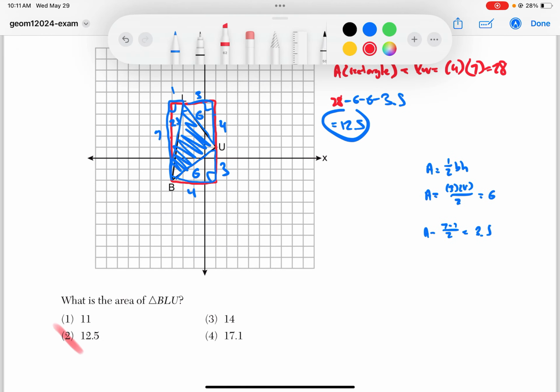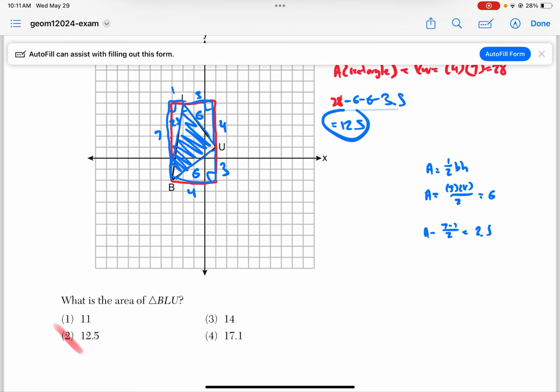You might think you can just count the boxes inside the triangle and try to get its area. I promise you that's going to be much more difficult of a task than you might think it is.